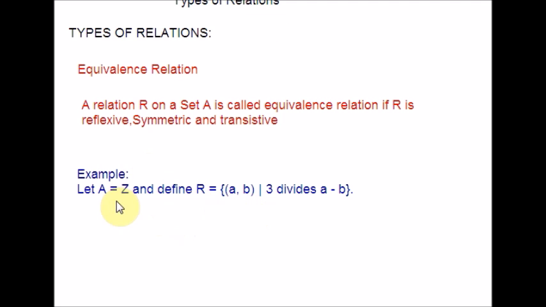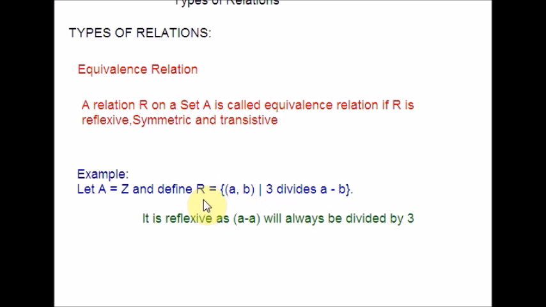Please look at this example. Let A equal Z and define R = {(a,b) such that 3 divides a minus b}. First, let us check whether it is reflexive. It is reflexive as a minus a will always be divisible by 3. The set A is equal to the integers, and in the set R, (a,b), we have these elements where 3 divides a minus b. So if you take a minus a, it will also be divisible by 3. Am I right? So this is reflexive. Now let us check whether it is symmetric or not.